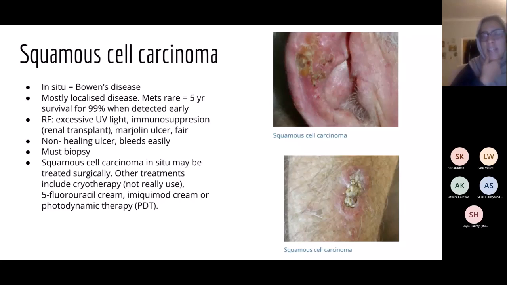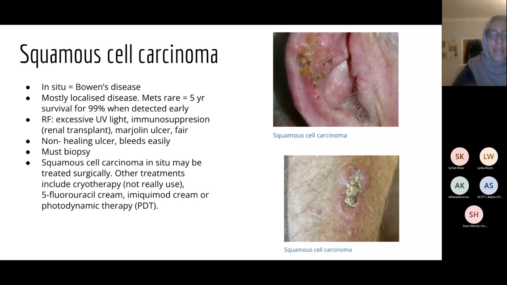And what you might see in the history is that these lesions tend to be in sun-exposed areas. They tend to be quite rapidly growing. They might bleed, and they will often be painful. And again, when you see a squamous cell carcinoma, unlike with basal cell carcinoma, you do want to refer under a 2-week wait pathway to dermatology, because you're querying a malignancy.